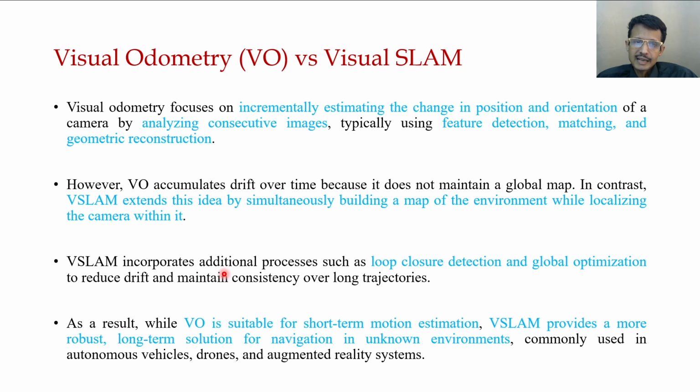Visual SLAM incorporates additional processes such as loop closure detection and global optimization to reduce the drift and maintain consistency over long trajectories. As a result, while VO is suitable for short-term motion estimation, Visual SLAM provides a more robust long-term solution for navigation in unknown environments, commonly used in autonomous vehicles, drones, and augmented reality systems.